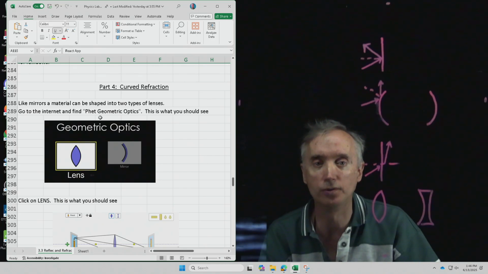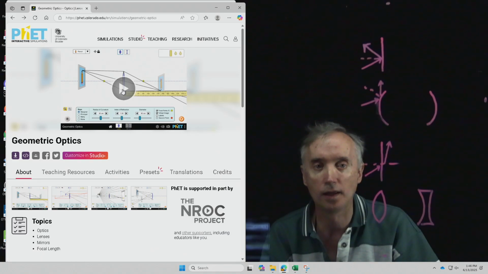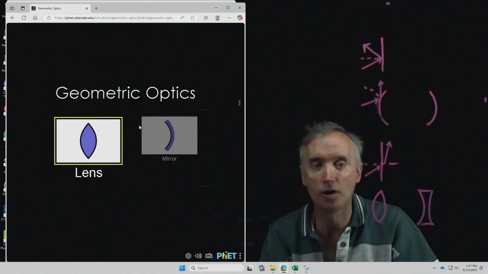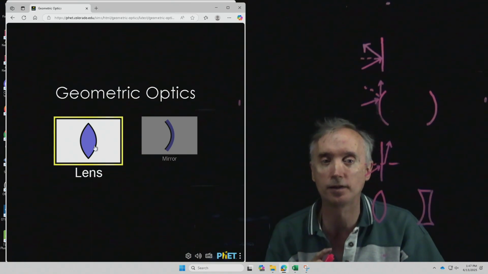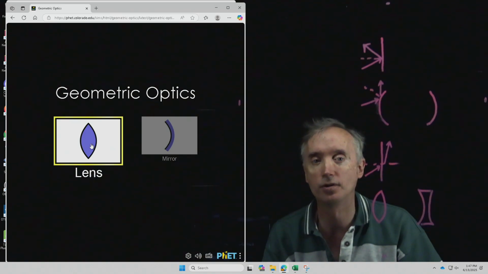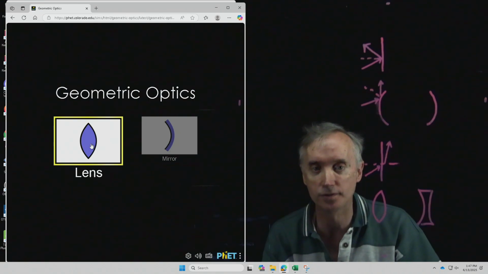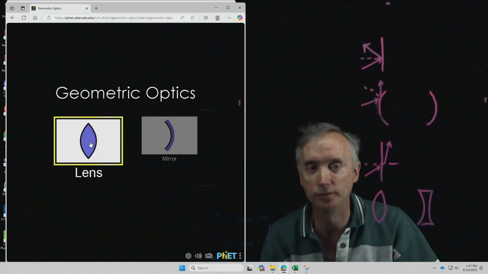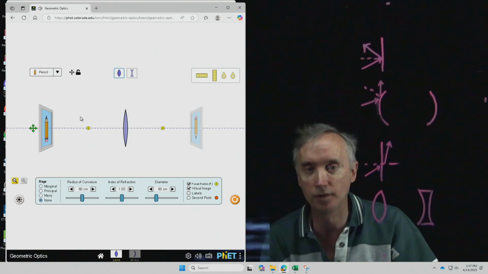So we're going to go to Phy Geometric Optics. Okay, and we've already done the mirror, so we're going to do the lens. Now, before you click on the lens, you have to be kind of fast when you do this. You're going to click on the lens and then immediately click on none where it says rays. Okay, got that? None on the rays. So let me go ahead and click on it. None on the rays. And see, it got rid of those lines.